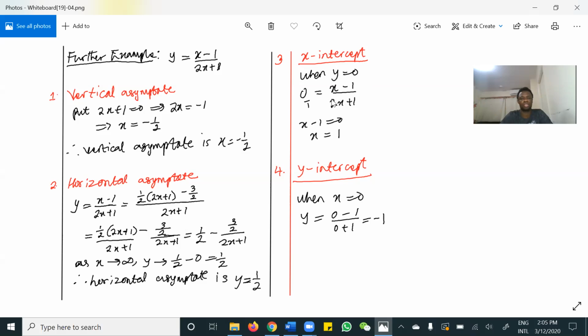What equation of line does it tend to as x tends to infinity? Then we find the x-intercept. Well, of course, we know that from before now. X-intercept is when y is equal to 0. Y-intercept is when x is equal to 0.